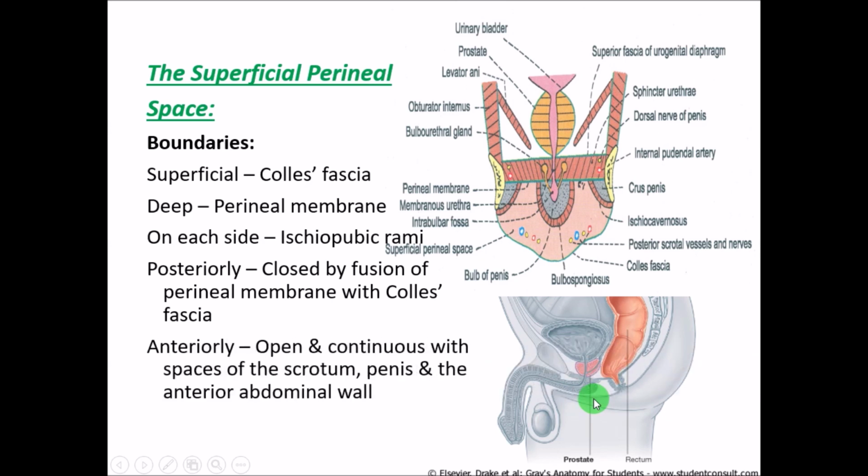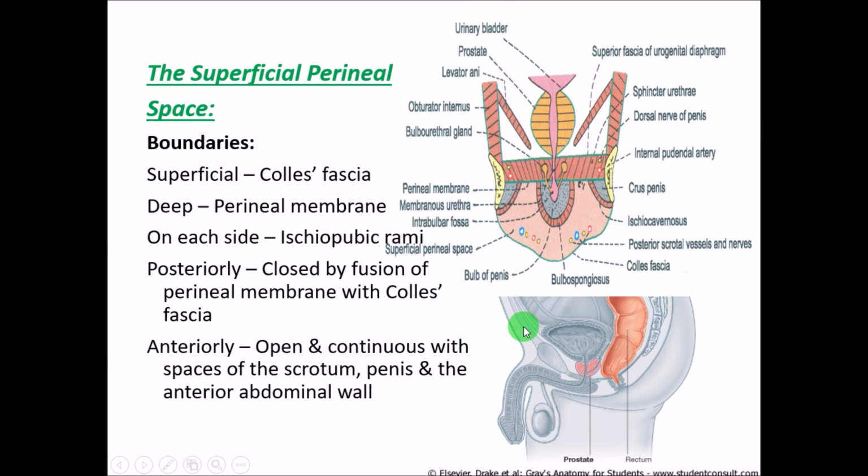But anteriorly it is open and it is continuous with the space of the scrotum. You can see this is the scrotum, this is the testis, epididymis, vas deferens. So this is the space of the scrotum. Then we have the space for the penis, around the penis, as well as the anterior abdominal wall. So anteriorly it is communicating with the scrotum, penis, as well as the anterior abdominal wall.